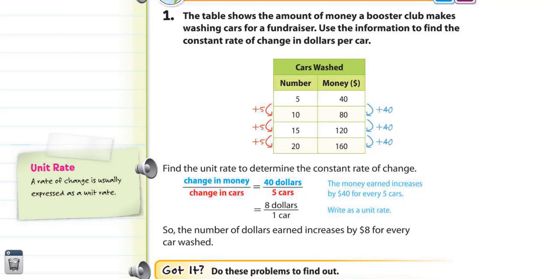If we were graphing this, just a quick note, this would be the X and this would be the Y, because the number of cars you wash controls the money. The money doesn't control the cars. So we can simplify this, and again, we look for, is there a number that goes into 5 and into 40? You bet, 5 goes into both. So we divide both those by 5, and we get a constant rate of change of $8 per car washed.